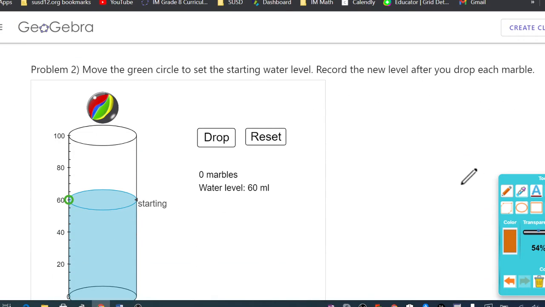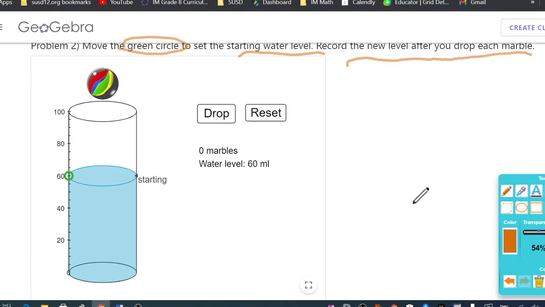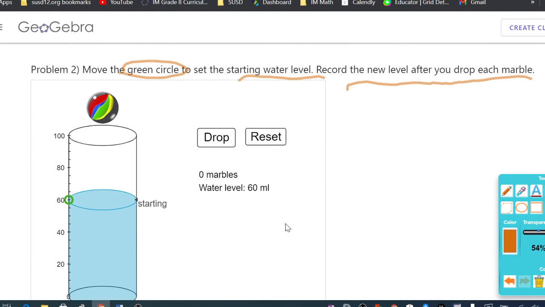Problem 2. Move the green circle to set the starting water level. Record the new level after you drop each marble. Why would we do that? Let's see what happens when we do.